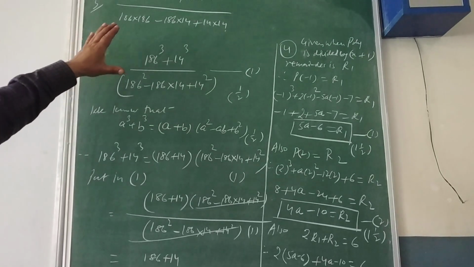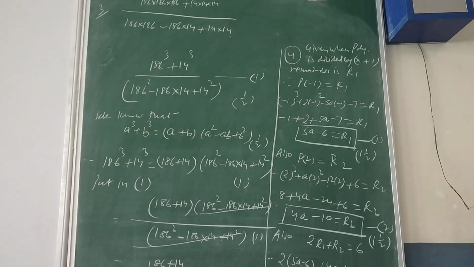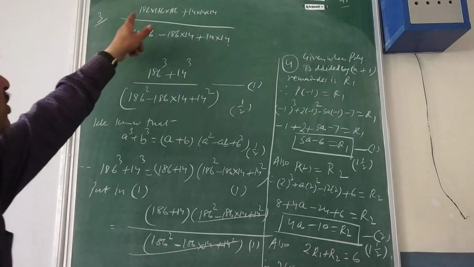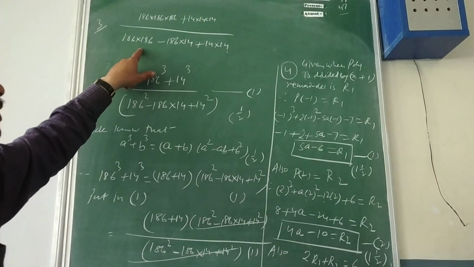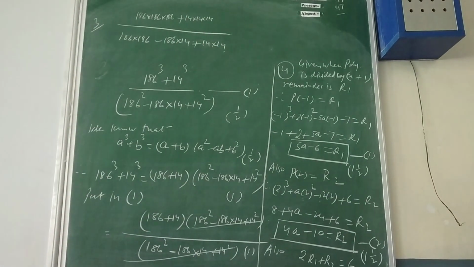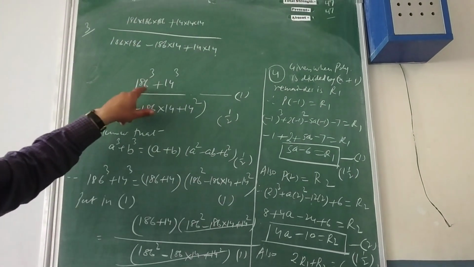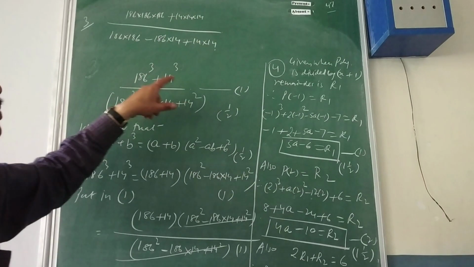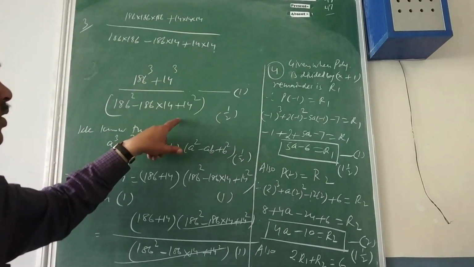Question number 3 is based upon the identity. You need to simplify this. So the question was given 186 into 186 into 186 plus 14 into 14 into 14, and the denominator is 186 into 186 minus 186 into 14 plus 14 into 14. So please pay attention to such questions. 3 times means I can write the cube there. Again cube, here it is the square, then it is minus 186 into 14 plus 14 square.